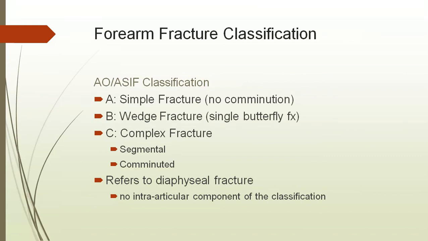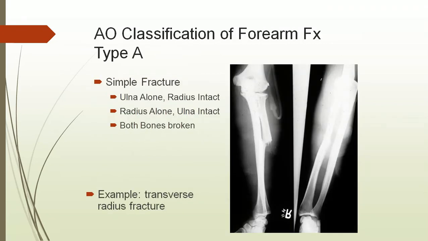This refers to diaphyseal fracture, because every long bone has three parts: metaphysis, epiphysis, and diaphysis. It usually occurs in the diaphyseal region. So in the simple fracture AO classification, type A, there is only an ulna fracture. There are different types again in simple fracture: only ulna fracture, radius is normal; radius only fractured, ulna is normal; and both bones broken. These are the different types.